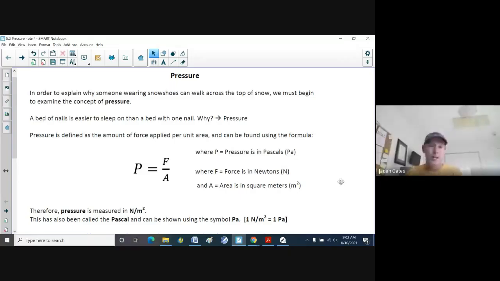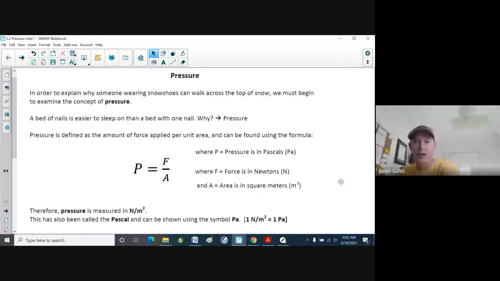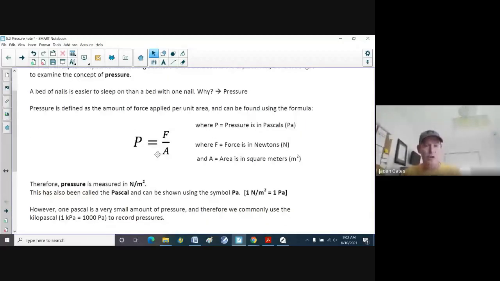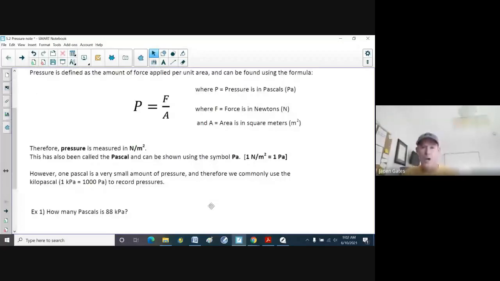Now here's what pressure is all about. Pressure is defined as the amount of force applied per unit area and can be found using the following formula, where P, pressure, is equal to the force divided by the area. The units again are how much force per square meter, all our standard units that we've been using the whole quadmester. This is also called the Pascal, so that's what I'll stick with: 1 Newton per meter squared is 1 Pascal.